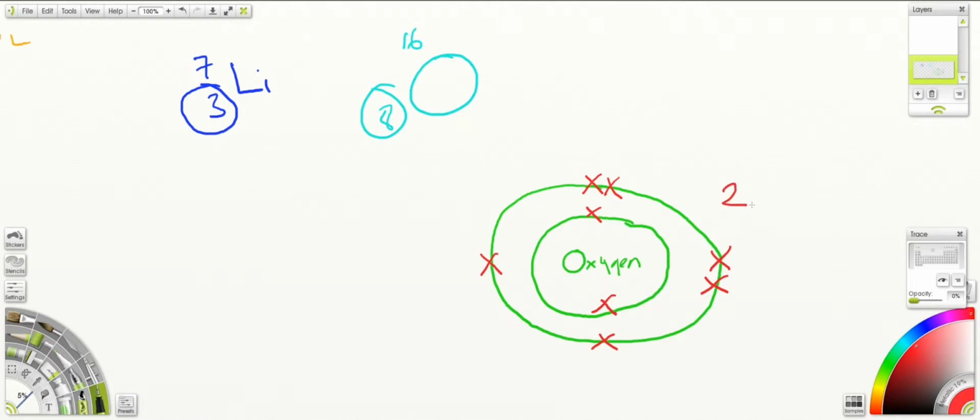And the electronic configuration code for this would be 2 in the first one. And how many have I got in my second one? 1, 2, 3, 4, 5, 6. So I've got 6 in my second ring. So that's 8 in total. 6 plus 2 is 8. And that's it. So do I want to cover anything else? No. So for this video, I'm done.